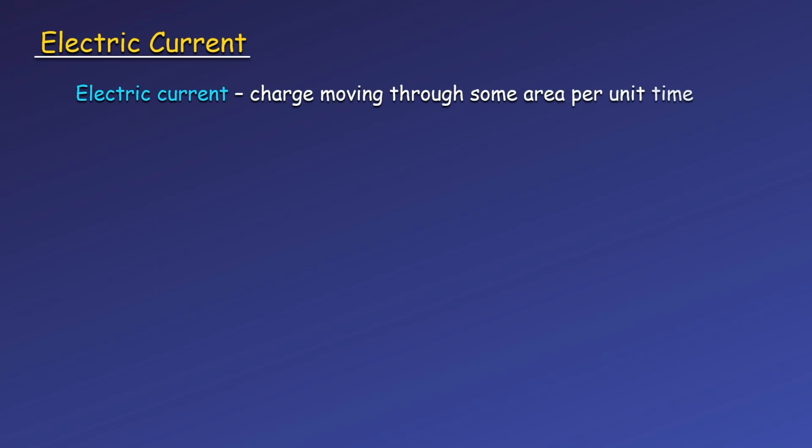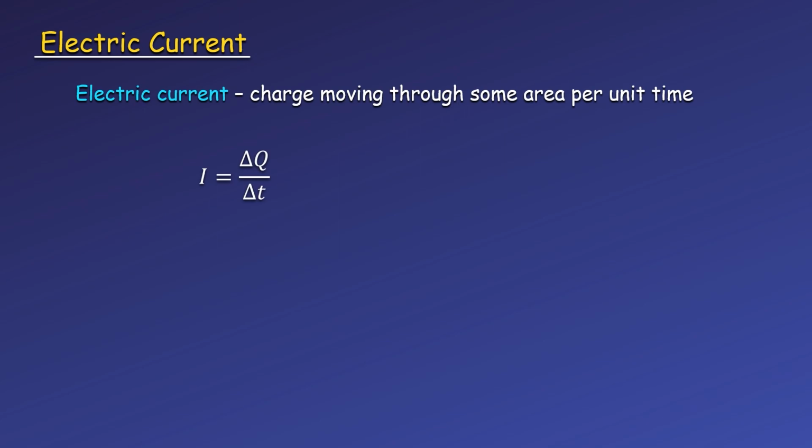In this video, we're going to look at electric current, resistance, and Ohm's law. We'll focus on the motion of electrons moving through a conductor like a wire when there is a potential difference between the ends. Electric current we'll define to be the charge moving through some area per unit time, and we'll represent the current with a capital I.